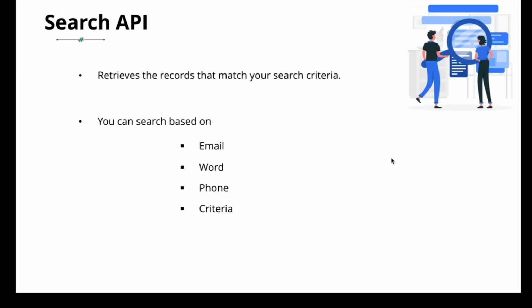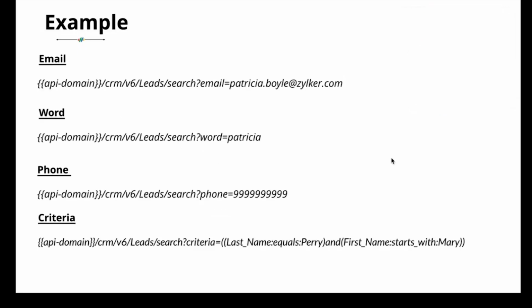If you have a search term in the form of a word, you can use this word as a parameter in the Search API. And if you have a phone number, then you can look for matching records that have the phone number. Or let's say you want to search based on some criteria, then you can use the criteria parameter in the Search API. These are the examples for the different syntaxes.